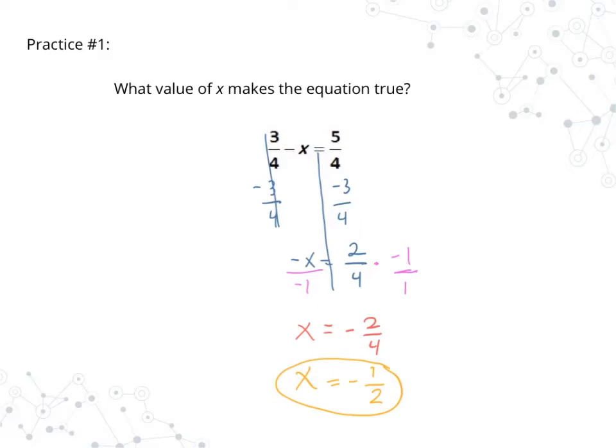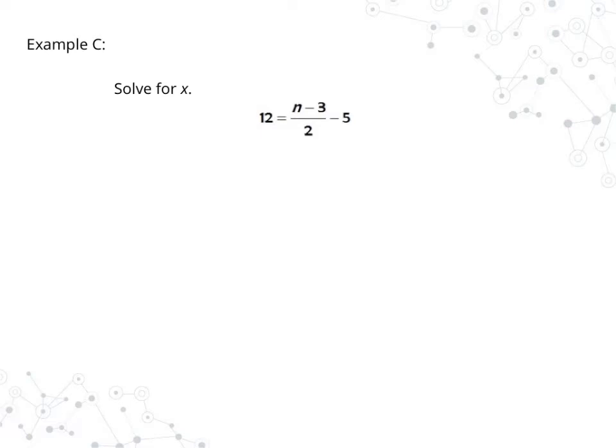Let's go on to the next example. So here we are at example C, and it says solve for x, but obviously we have an n there, so we're going to be solving for n. We've got a large problem with the division sign, and I've got a constant on the outside. So let's talk about how we're going to do that.